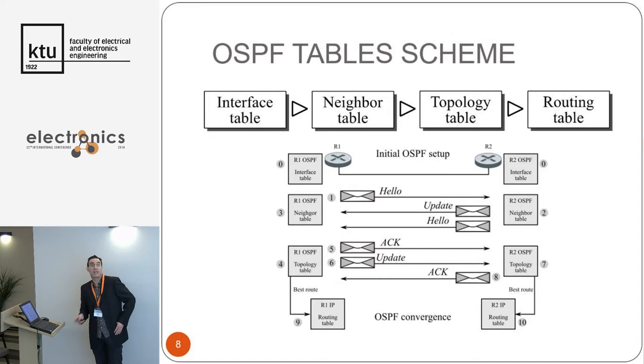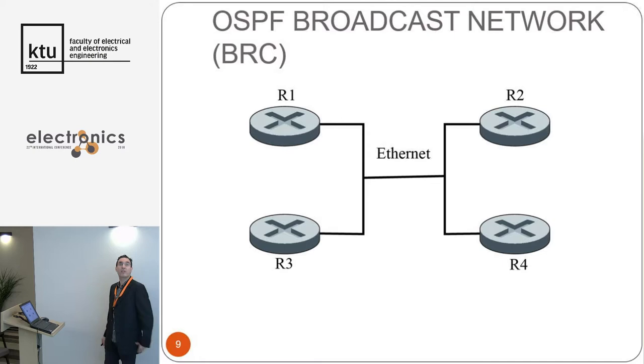As a general scheme for OSPF, first of all, there are four tables. The first table is the interface table, which is created at configuration time. Then the neighbor table is created during the hello exchanges. Then the topology table is created when the LSA exchanges take place, and then the best routes to each network are put into the routing table, and that's why all four tables for SPF are created. So at this point, we're going to start the model.